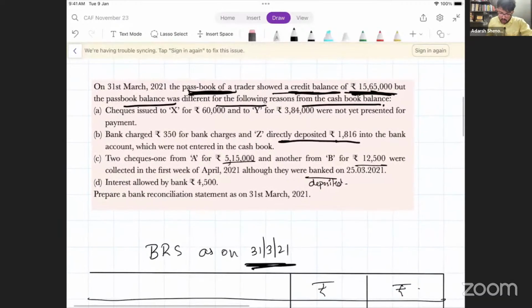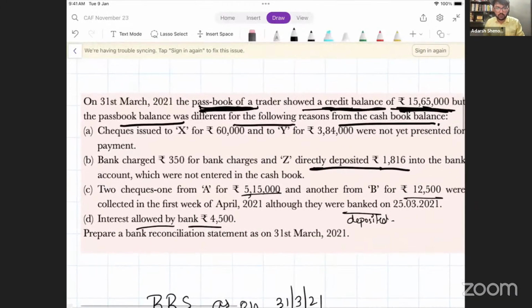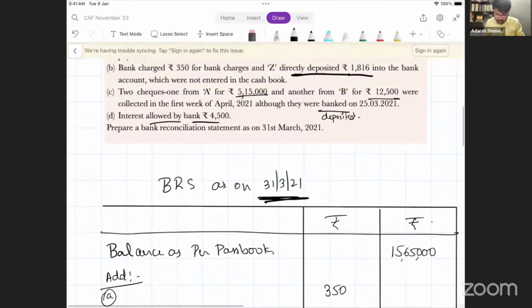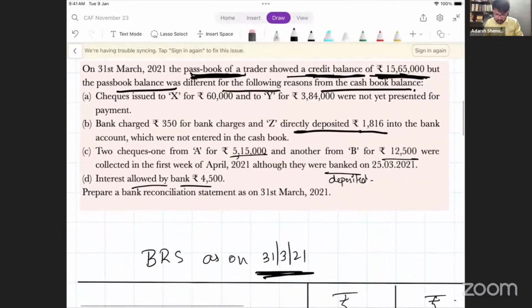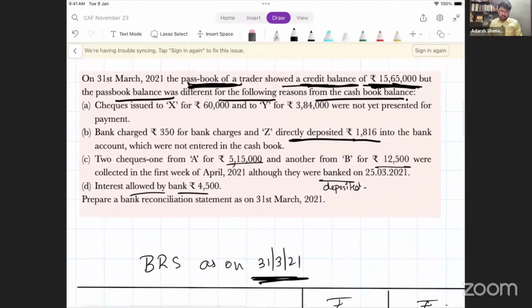Last one, interest allowed by the bank. So interest allowed, expense, expense, expense. Read the full sentence, yeah. Don't come to a conclusion quickly. So interest allowed by the bank. Which book has moved over here? Passbook. Interest allowed by the bank means, is the bank giving me interest or are they taking interest out of my account? They're giving me interest, right? Interest allowed by the bank means the banker is giving me money. So now they're giving me interest. In the passbook, the entry is made, so it's gone up.